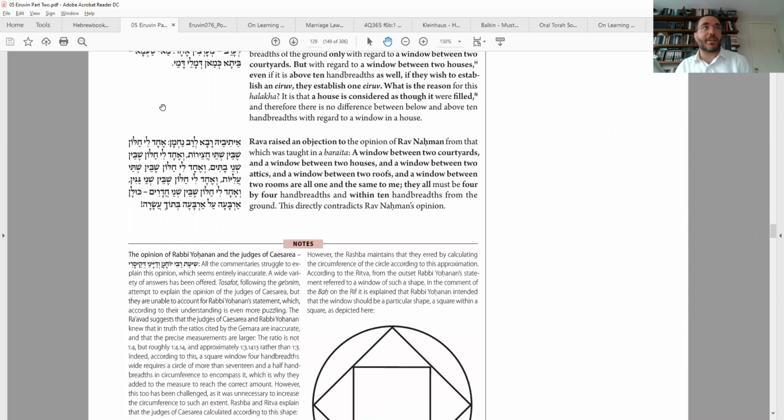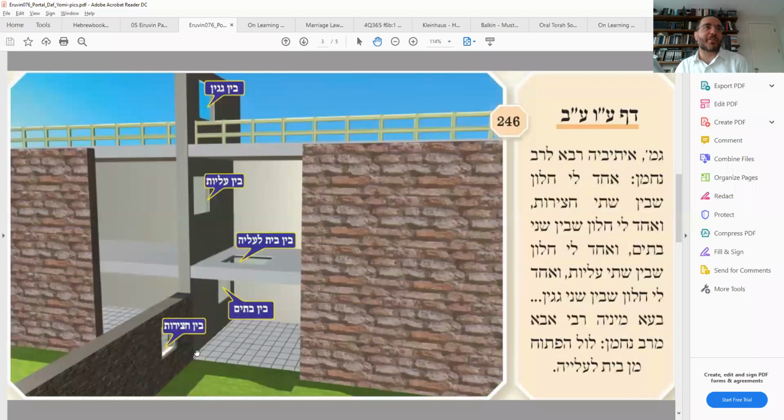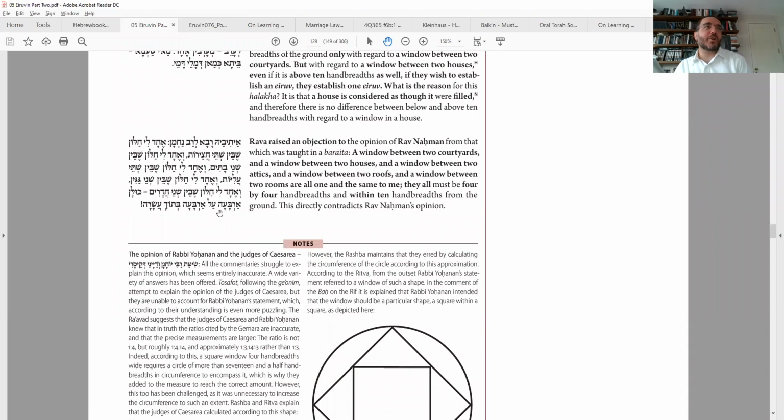All right, you can't get clearer than this. And here's a nice picture that has all of the possibilities. So whether it's between two courtyards, or between two houses, or between two upper stories, or between two rooftops, or even between one story and another, all of these require 4 by 4 within 10. All right, so there you go.